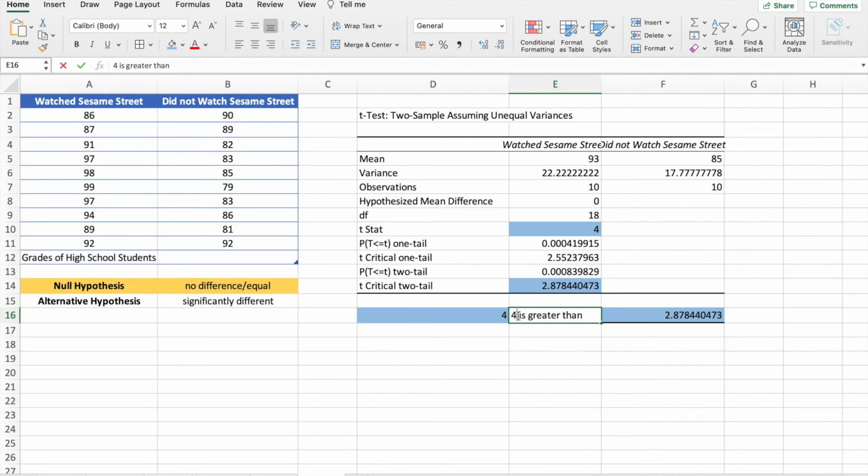Now we compare the t-stat with the t-critical two-tailed. Since 4 is greater than the t-critical, therefore we reject the null hypothesis if it's greater than that.